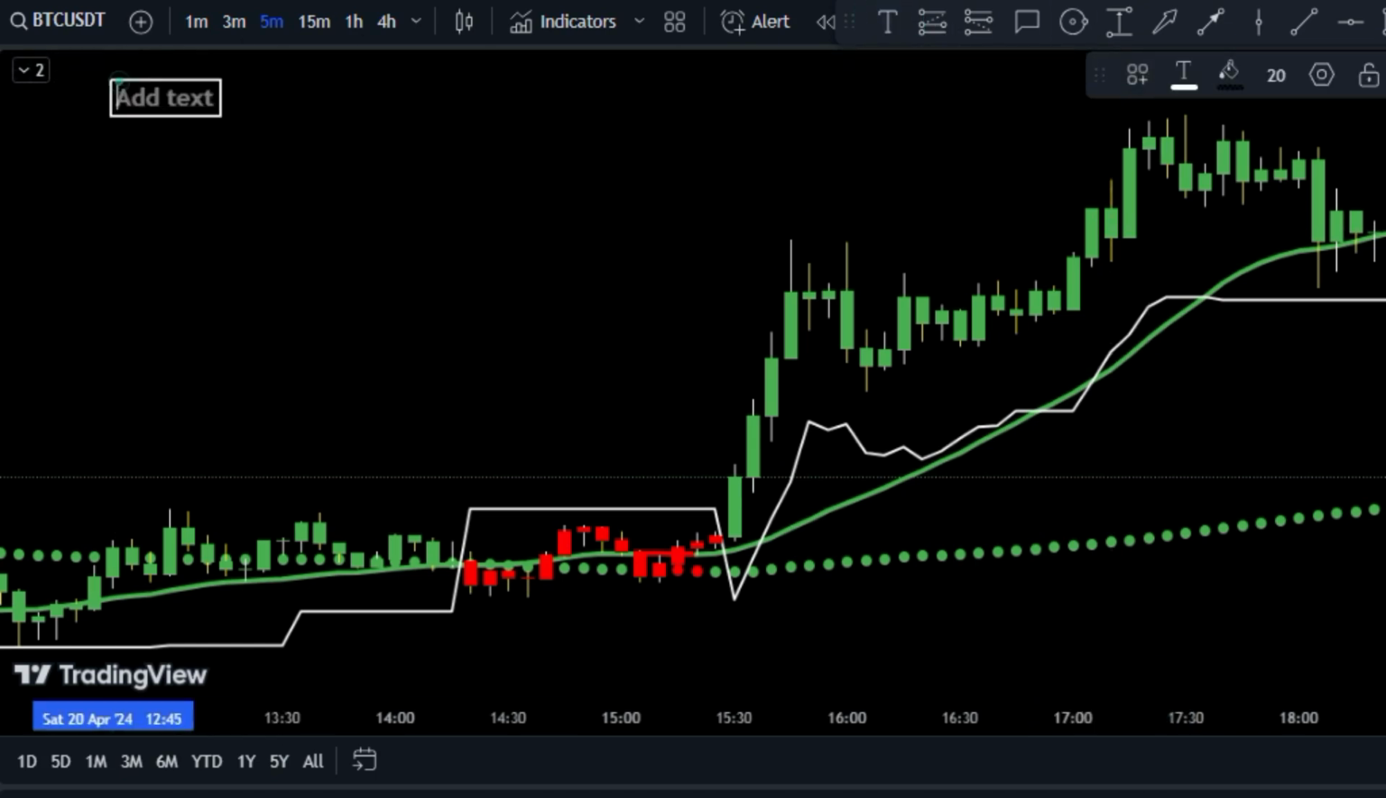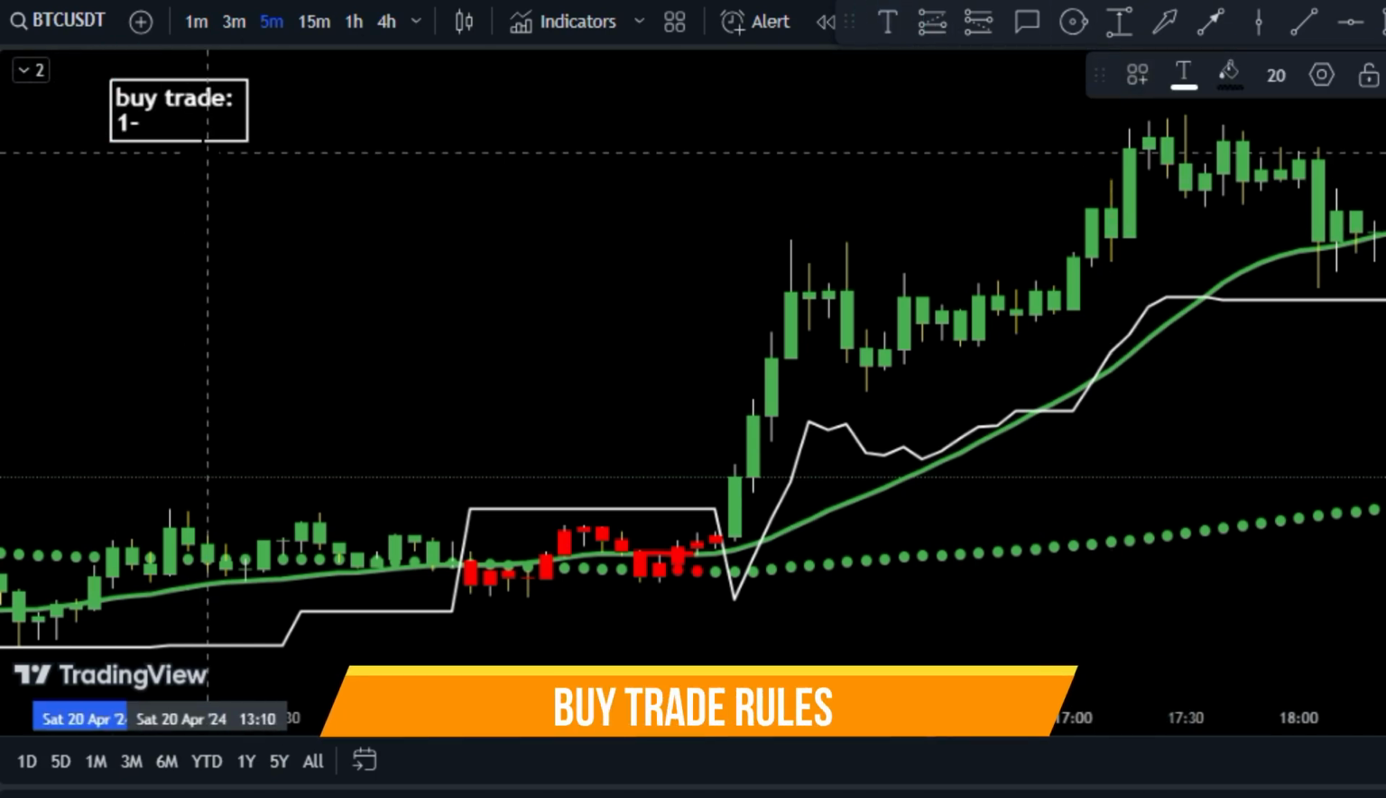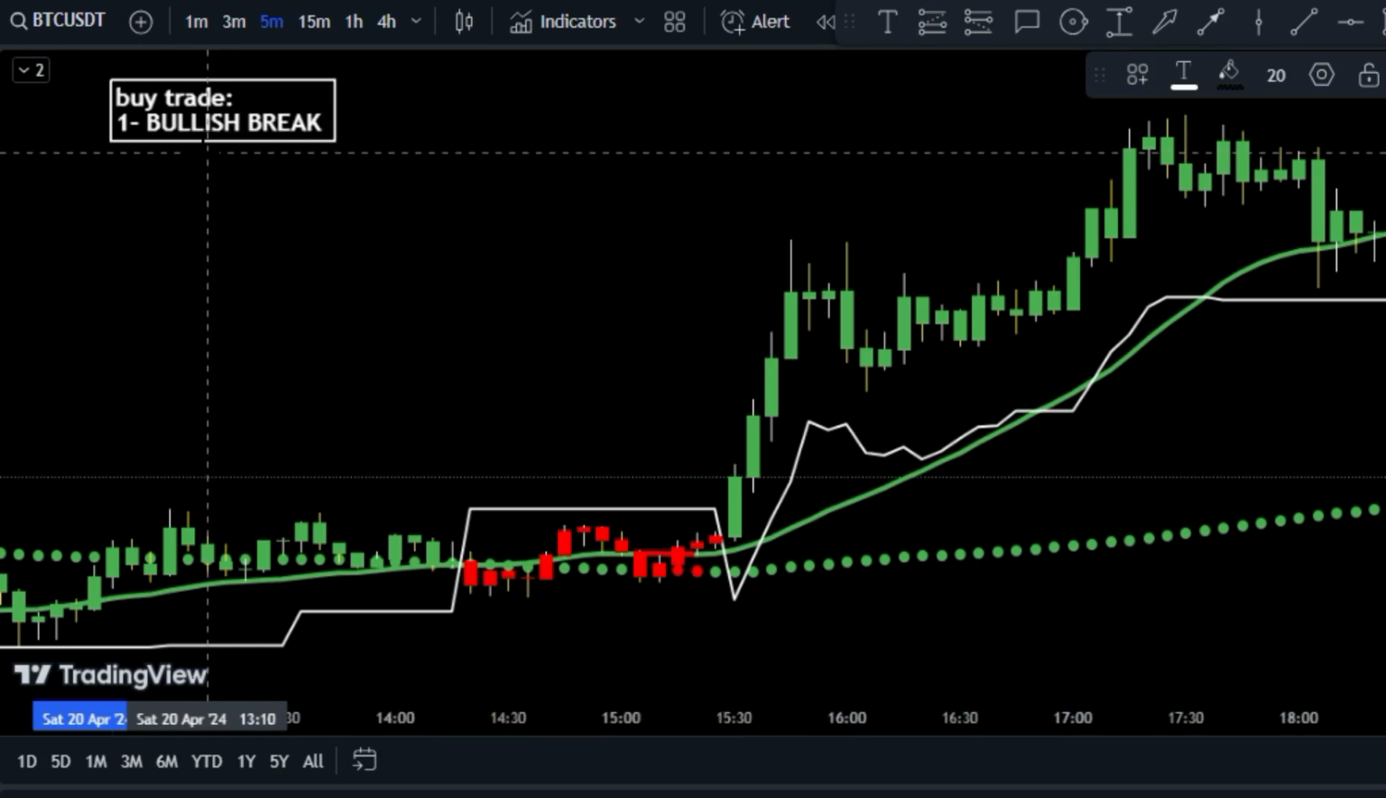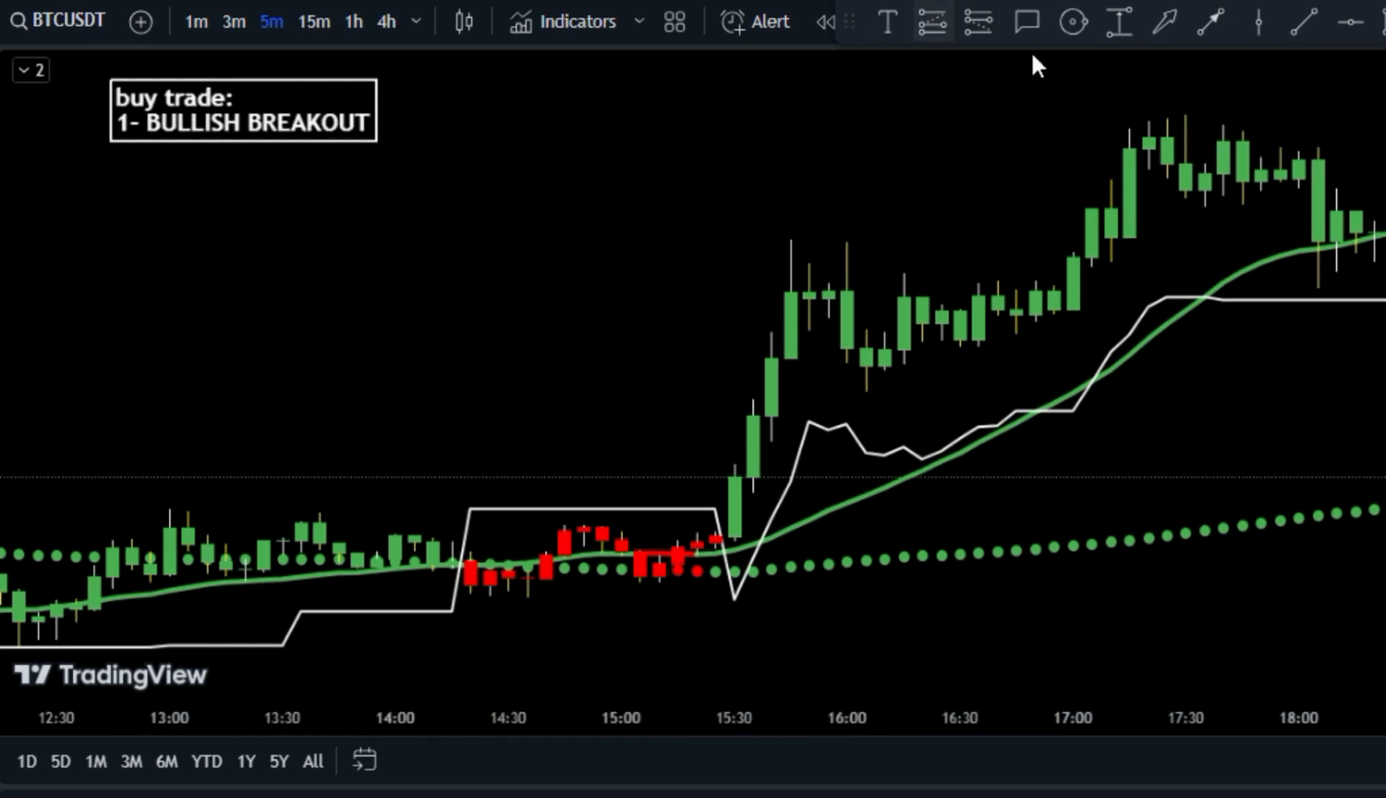And to enter a buy trade, first things first, you need to wait for a bullish breakout of the white trend trader strategy line. That's your green light to get started.